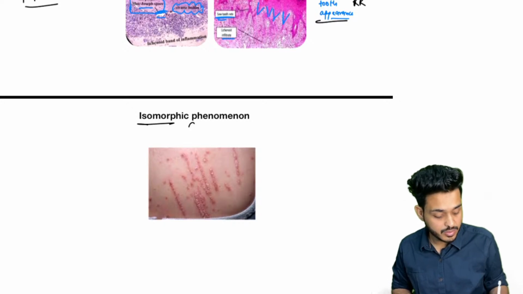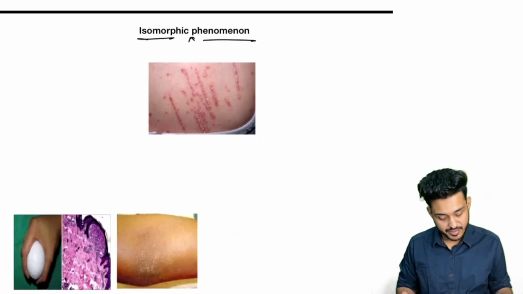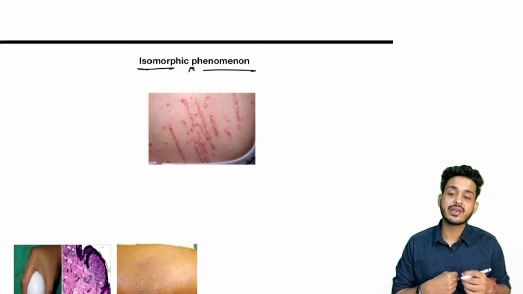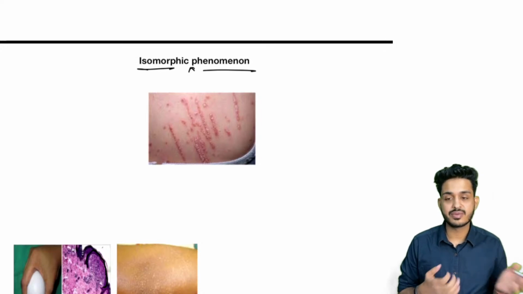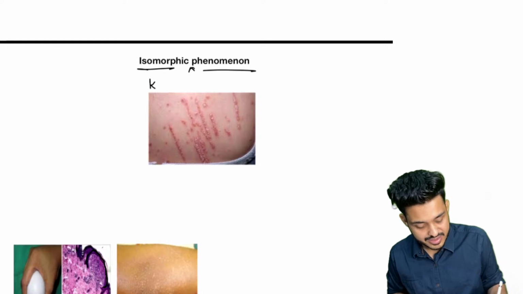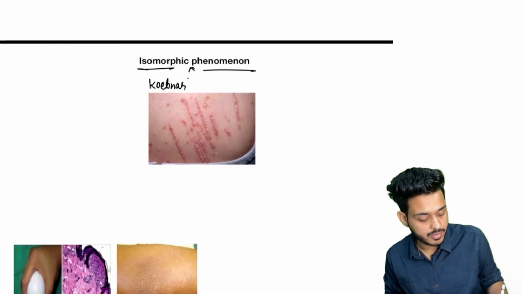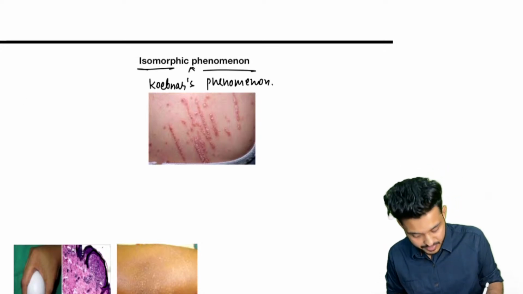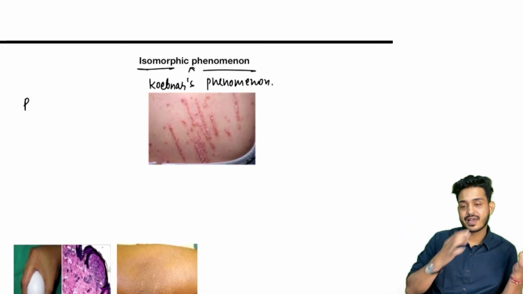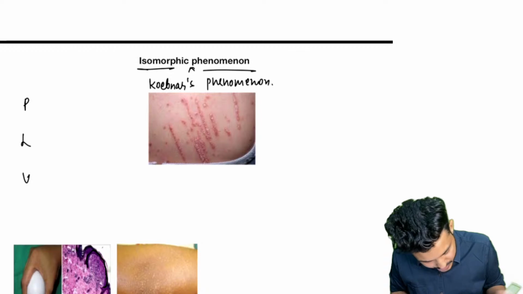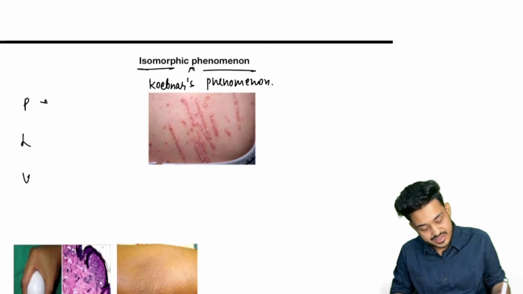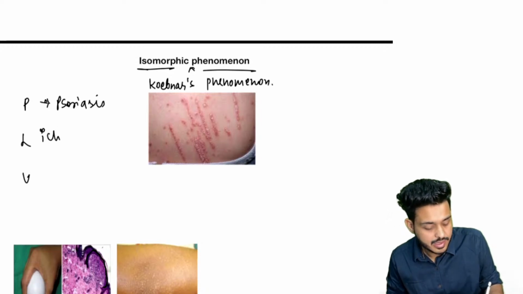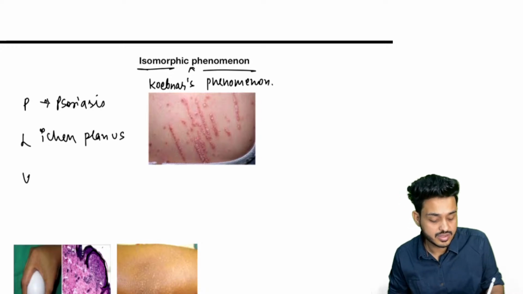Next one is your isomorphic phenomenon. What does isomorphic phenomenon mean? Iso means same, morphic means morphology. So what will happen when you scratch, or someone has the disease? This is also known as Koebner's phenomenon. Suppose someone is having psoriasis, lichen planus or vitiligo. These are seen in three conditions: PLV, that is psoriasis, lichen planus, and the third one is vitiligo.